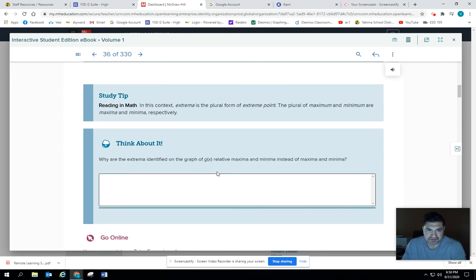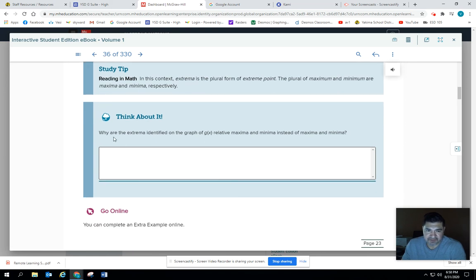Okay, study tip, reading in math. In this context, extrema is the plural form of extreme point. The plural of maximum and minimum are maxima and minima, respectively. Why are the extrema identified on the graph of g of x relative maxima and minima instead of maxima and minima? You guys go ahead and think about that and type in your answer.